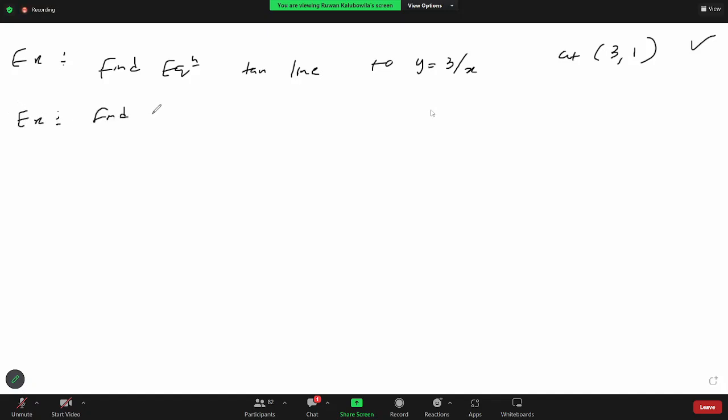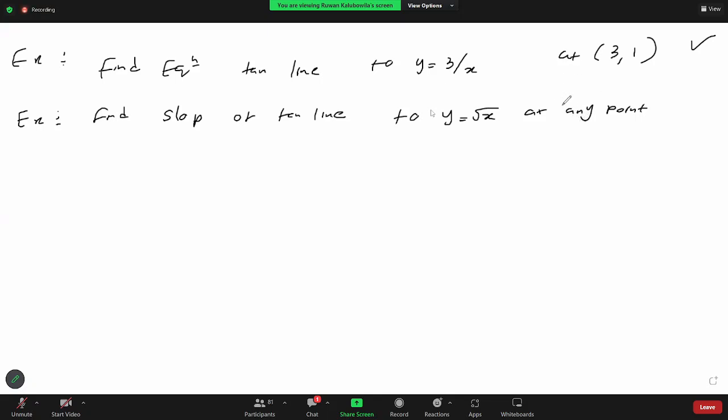Find the slope of the tangent line to y equals root x at any point. Here you have some different case.